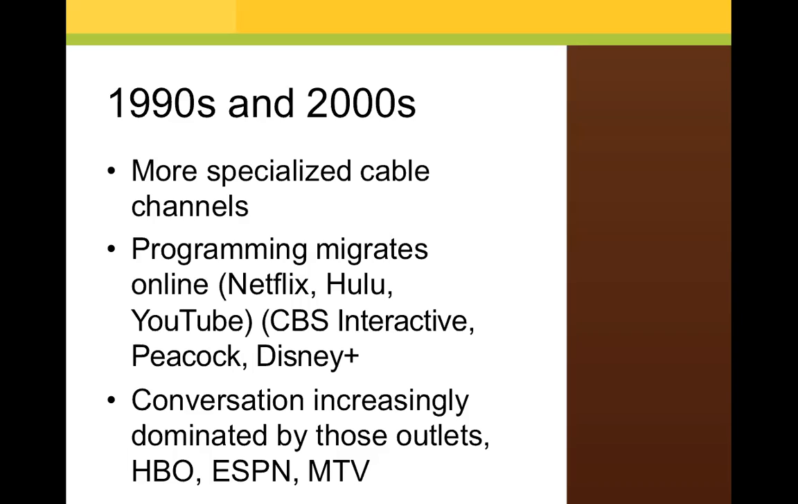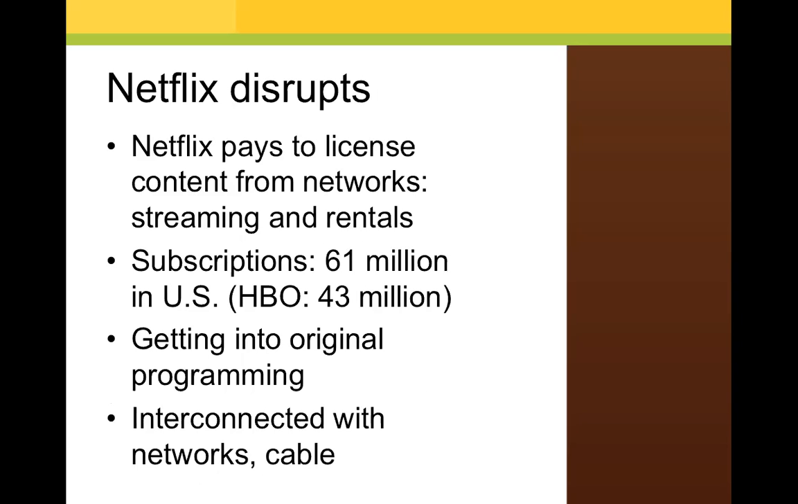And then these days, we now see things like CBS Interactive and Peacock from NBC, Disney Plus from the Disney company that runs ABC. So all those things are a part of all the programming migrating to online. And the conversation in the 1990s of people watching TV and people caring about what was on started moving over to the likes of HBO and ESPN and MTV, and not so much ABC, NBC, and CBS as they had been. So what about the Netflix disruption?